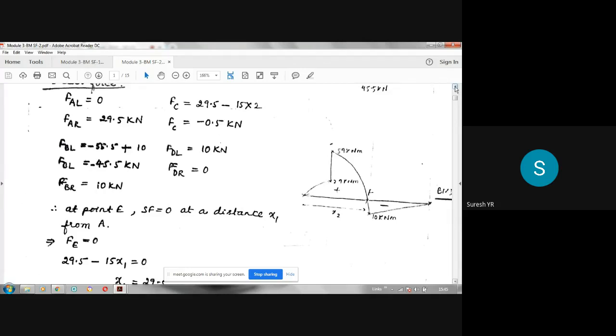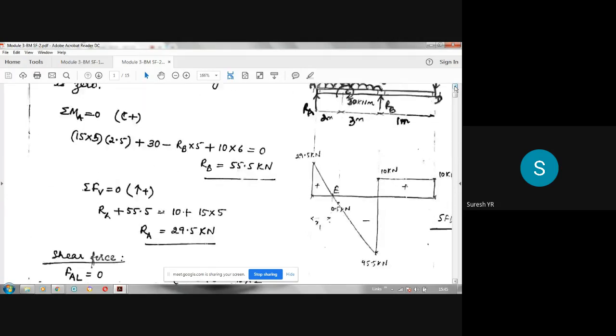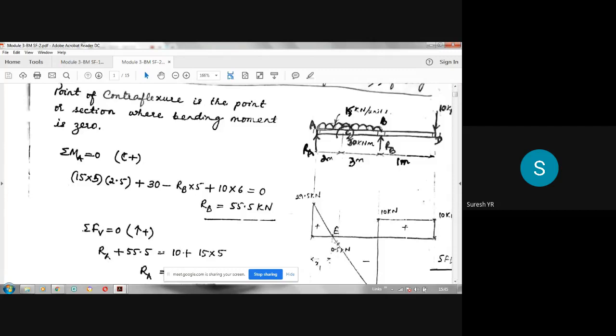Now let us write down the expression for the shear force at E. So this is the point E here. When you see to the left side of the section, let us transfer this point E here on this beam. Let us say this is point E. See to the left side. On the left side, upward forces are positive shear force, and downward is negative.